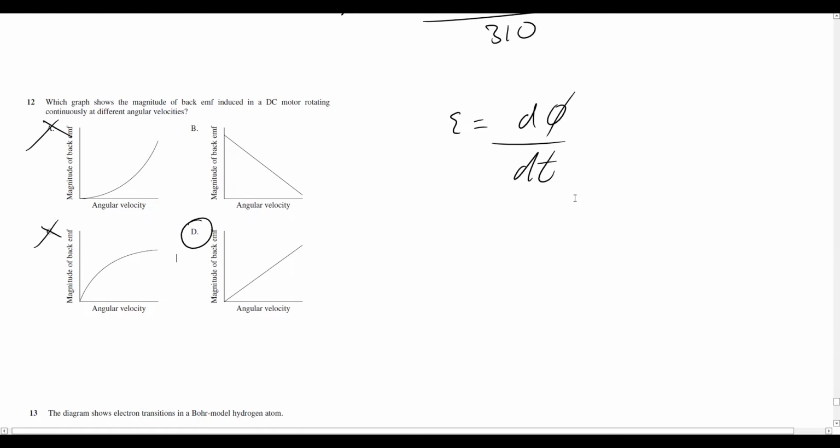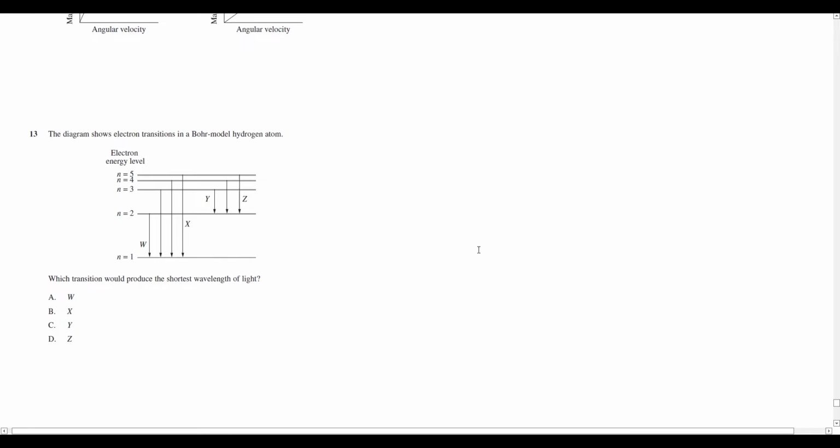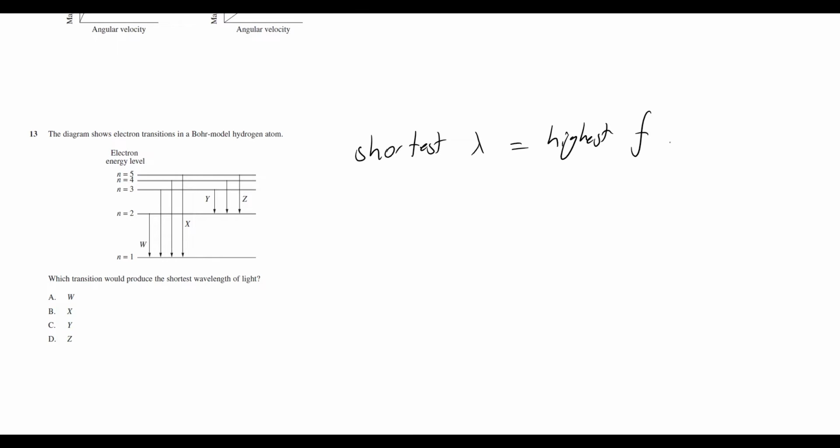Okay, now moving on to question 13. So the diagram shows electron transitions in a Bohr model hydrogen atom. So which transition would produce the shortest wavelength of light? Okay, so the shortest wavelength of light means that there's going to be the highest frequency. So I'll quickly write that out. So shortest wavelength equals highest frequency. And we know that the highest frequency is going to be representing the most energy in the different transition. So which one of these would represent the most energy?